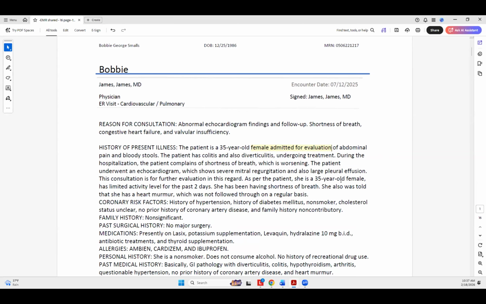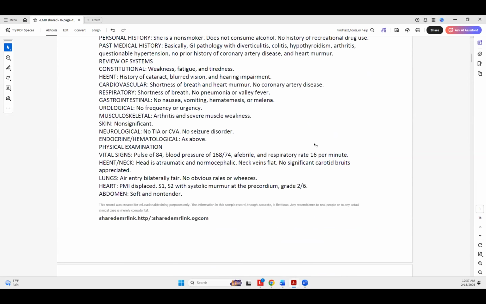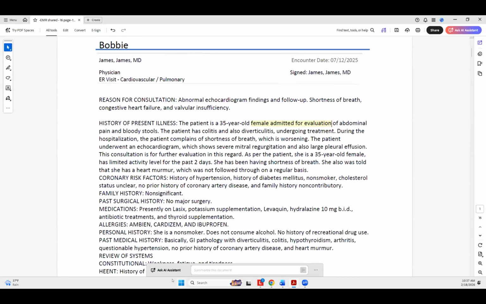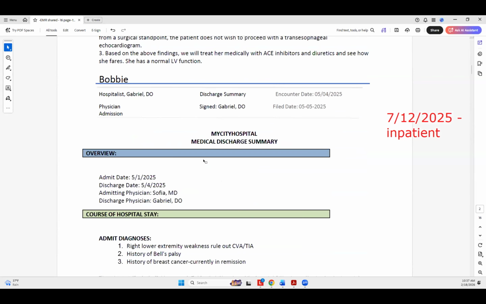A date of service can have one page or two pages. So let's look at this date of service. This date of service has a page and a half. So this is a what? Yeah, date of service July 12th is an inpatient. Why is it inpatient? Even though they went to the ER, they got admitted. So that ER visit is an admission visit. Okay, perfect.